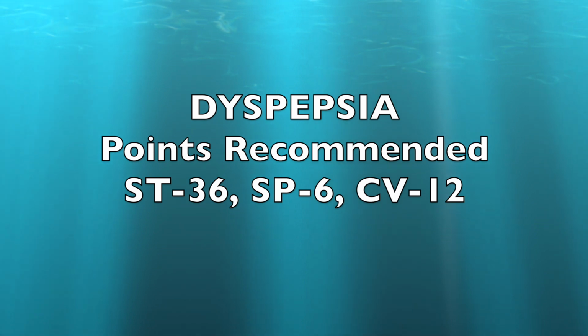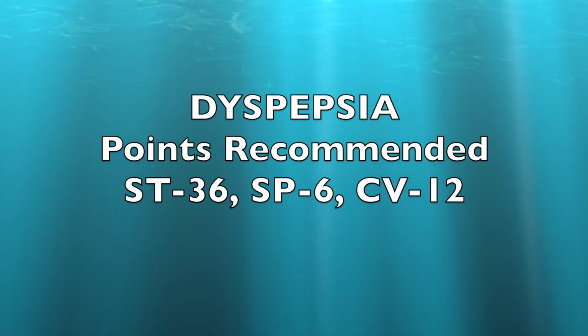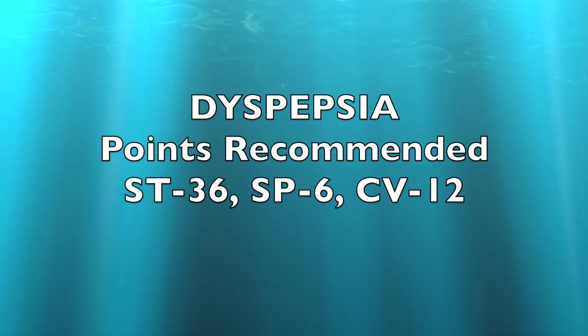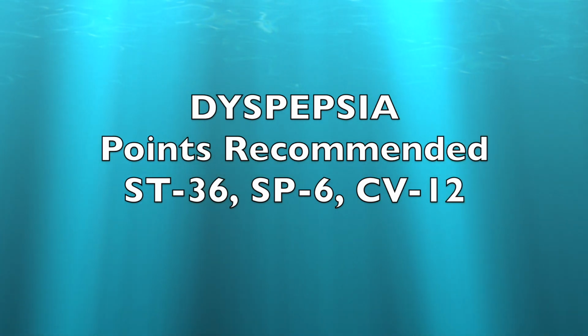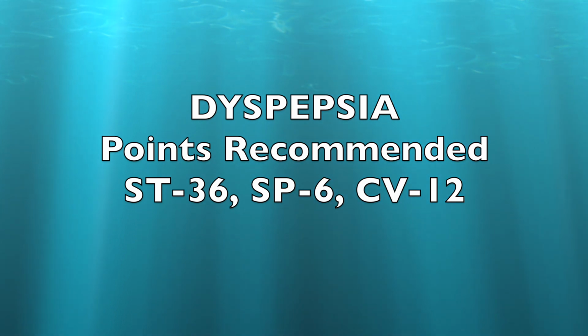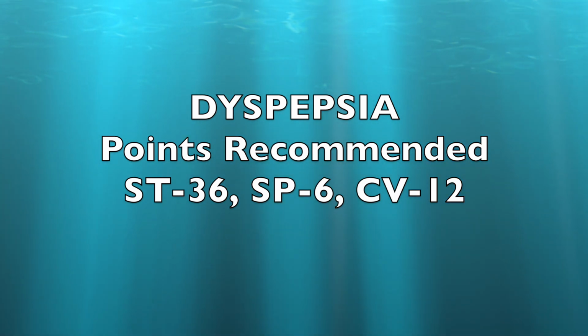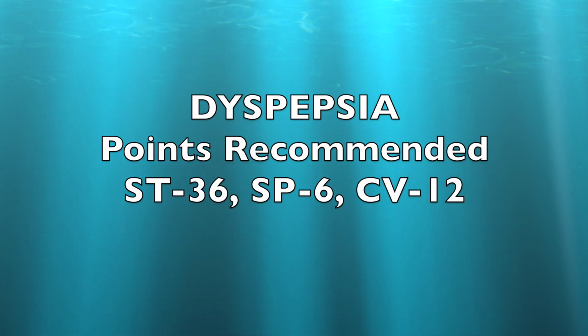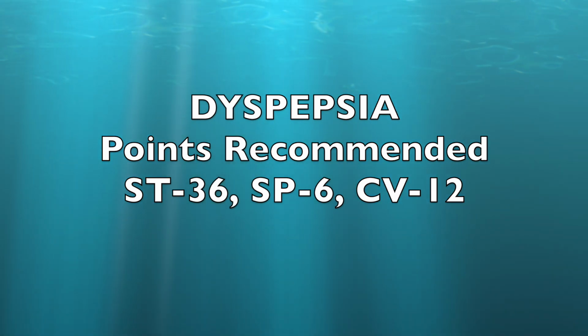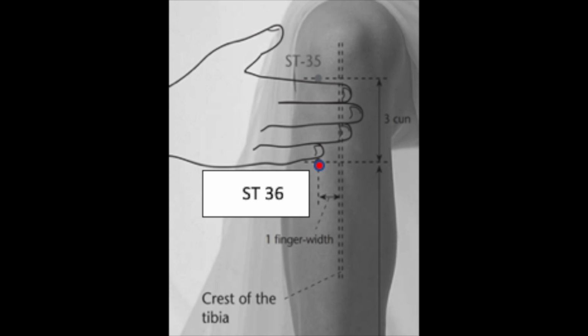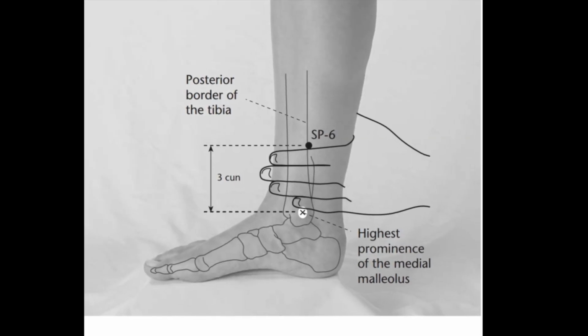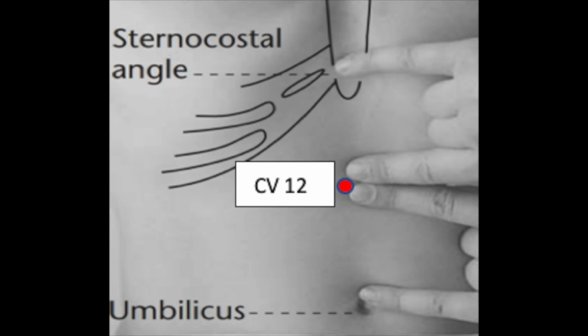Dyspepsia is a term generally employed for indigestion, pain and discomfort associated with meals, bloating and fullness of the tummy, and may be having loss of appetite. To harmonize the digestive organs in this disorder, the stomach 36, spleen 6, and CV12 are the most important points that are generally used. Pressure on them for 30 seconds at a time, 5 to 6 times in a day should be done.